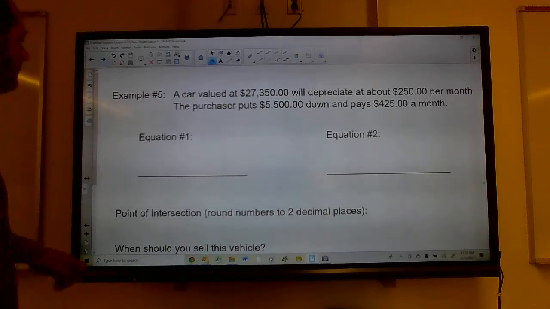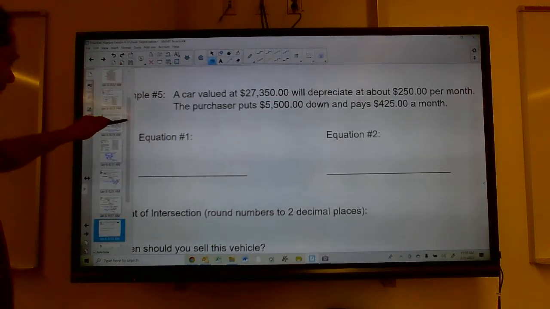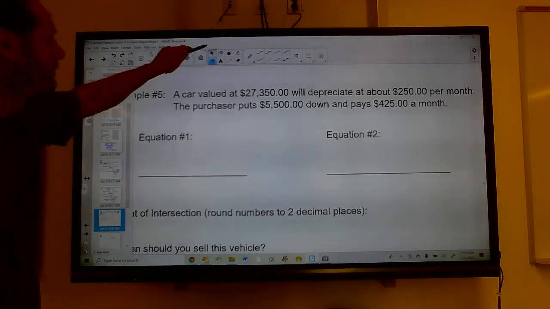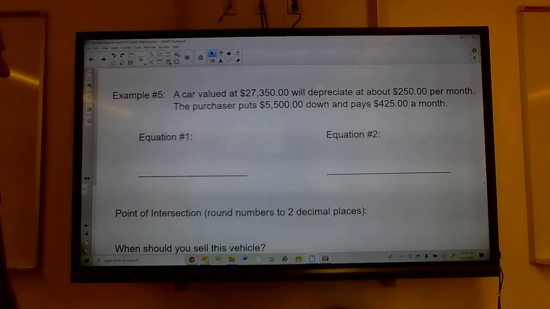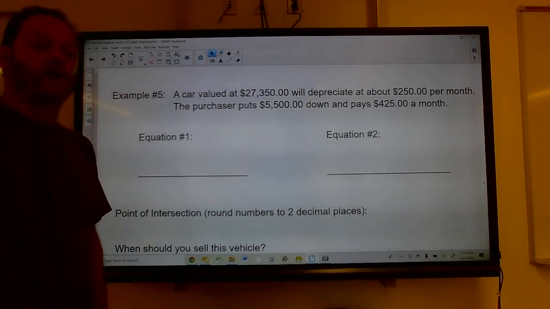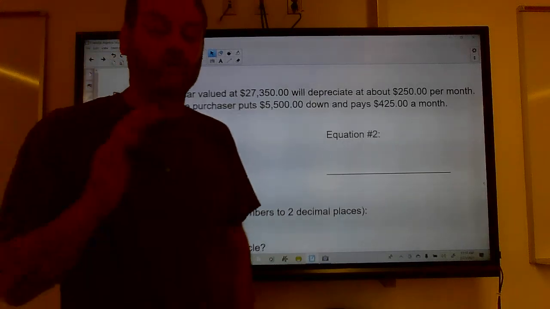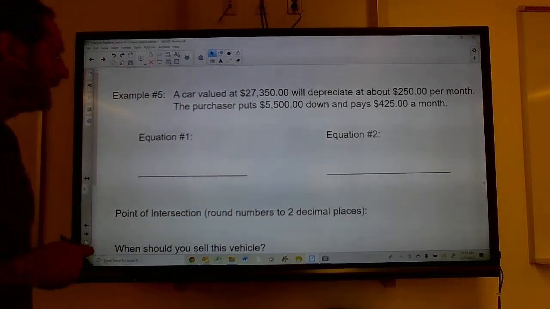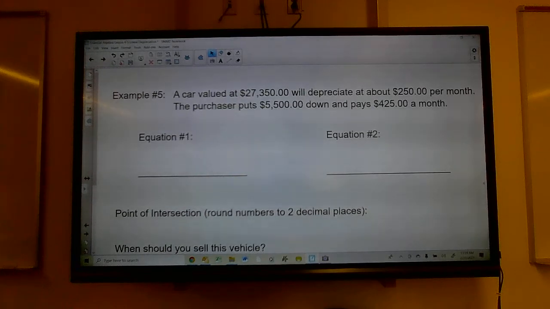One more time. So, a car valued at $27,350 will depreciate at about $250 a month. The purchaser puts $5,500 down and pays $425 a month. So here's what I want you to do. This is just like the last two problems. I want you to pause the video. I want you to do this problem. Then I want you to jump back in here and compare it to what I got. So go ahead and pause the video now.